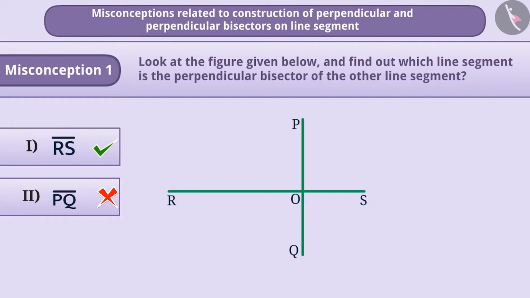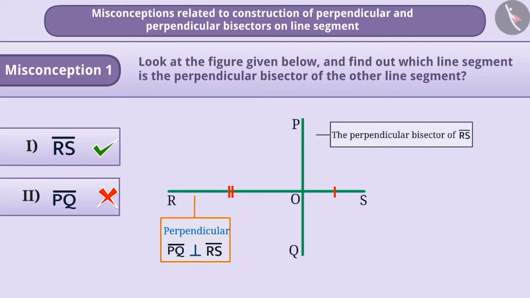Line segment PQ is perpendicular to line segment RS, but it doesn't divide the line segment RS into two equal parts. Therefore, we cannot call line segment PQ the perpendicular bisector of line segment RS.